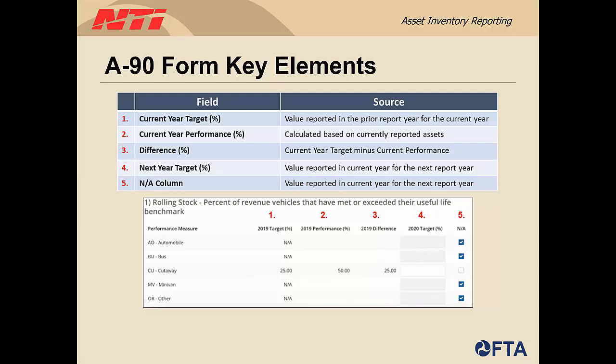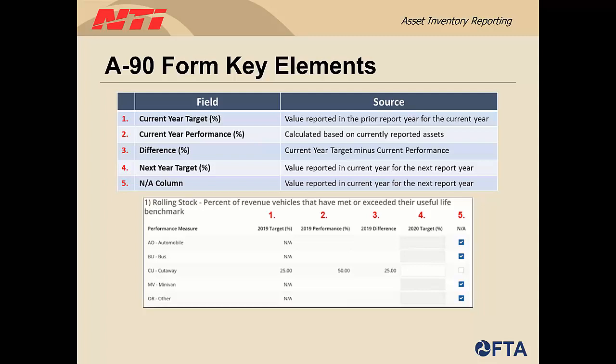The current year performance is a system calculation on the percentages of assets that are not in a state of good repair, based on what your agency is reporting in the corresponding asset forms. The difference column will be the current year target minus the current year performance, to show the difference between the target your agency set and how your assets are actually performing.